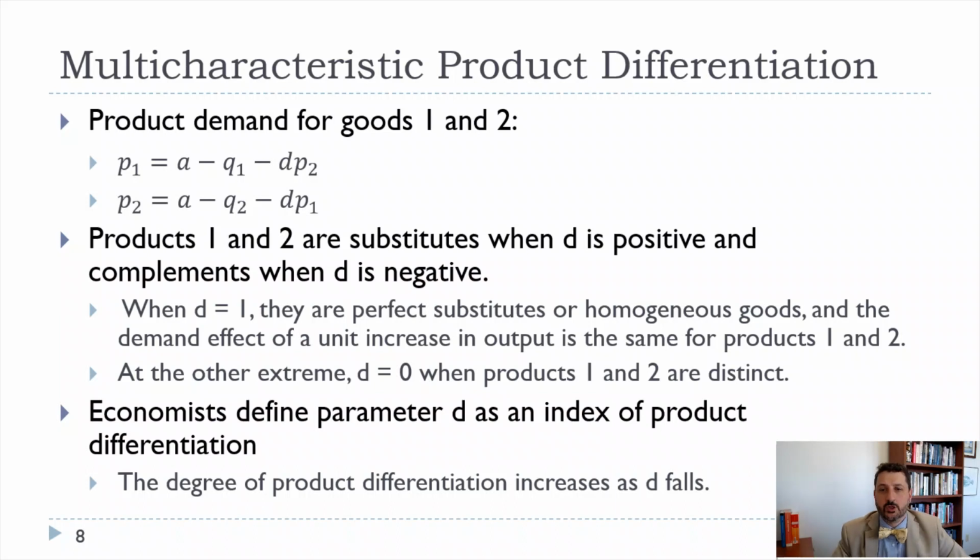Welcome back. So in this video for Chapter 7 in Industrial Organization, we're going to be talking mostly about the Hotelling model, although we're going to start here with the multi-characteristic product differentiation. I will say it gets a little bit mathematical, but really the concepts are the important thing, and the math is actually not too difficult because we keep everything very linear.